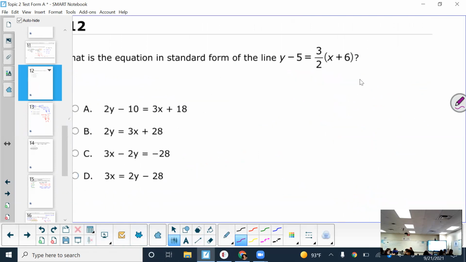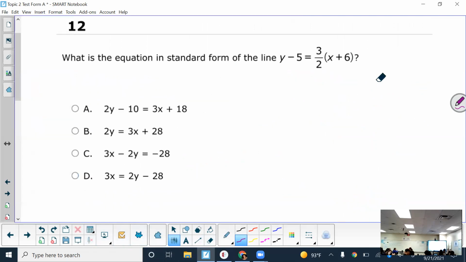So for this one, it wants the equation in standard form. What's the standard form look like? AX plus BY equals C of this line that they wrote for us. What form is that in, by the way? It's in point slope form. Doesn't really matter though, because they don't want it in point slope form, they want it in standard form.